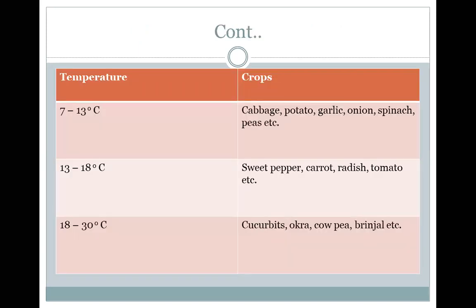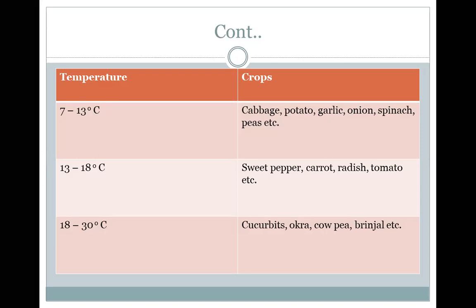So here is the example. There are some crops which can tolerate a temperature of the optimum temperature range, we can see. The optimum temperature range for cabbage, potato, garlic, onion, spinach, peas is 7 to 13 degrees Celsius. Then there are some crops like sweet pepper, carrot, radish, tomato, etc. These can tolerate a temperature of 13 to 18 degrees Celsius, or you can say that this is the best temperature range for these crops. And for cucurbits, okra, cowpea, brinjal, the optimum temperature range is 18 to 30 degrees Celsius, right?